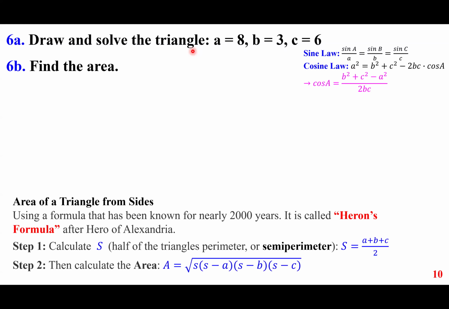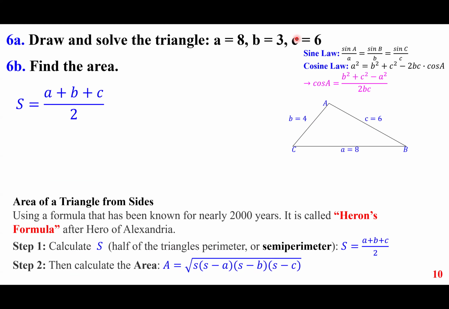So I want to remind you, again, this is the second part of the question. Using a formula that has been known for nearly 2000 years, it's called Heron's formula, and S is half of the triangle perimeter, semi-perimeter, which is A plus B plus C divided by 2. So the area is square root of S times S minus A times S minus B times S minus C. And therefore, we have to calculate the S by adding them up. So here's what we have. Adding them up.